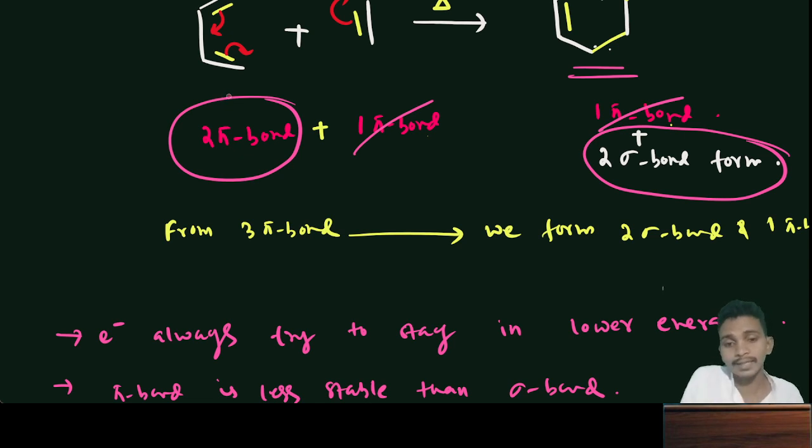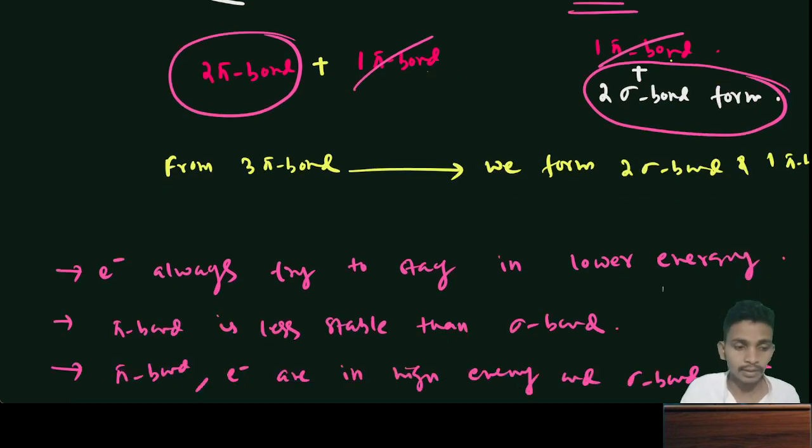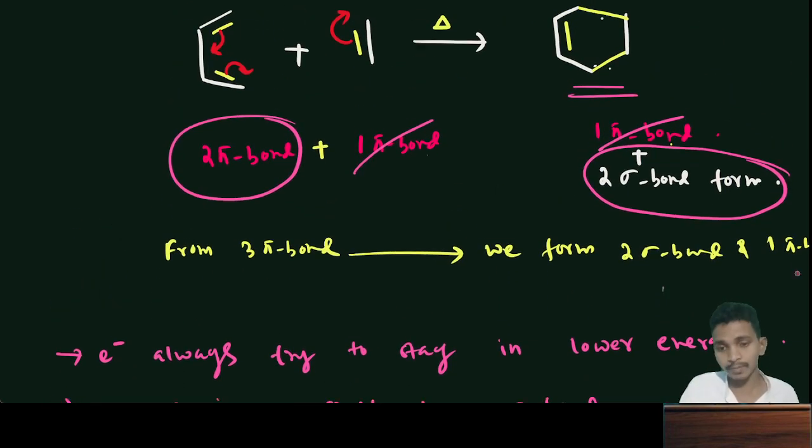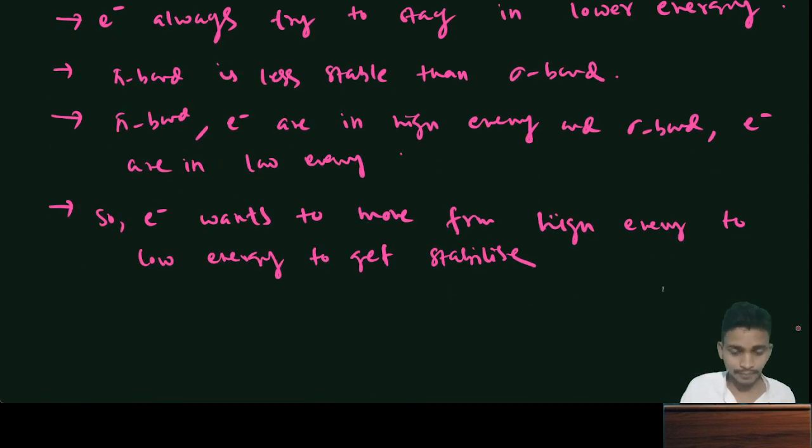For that case, they need a little heat. Also, they will proceed with those reactions. We don't need to give any reagents. We don't need to do any other things. So this is the concept of pericyclic reactions.